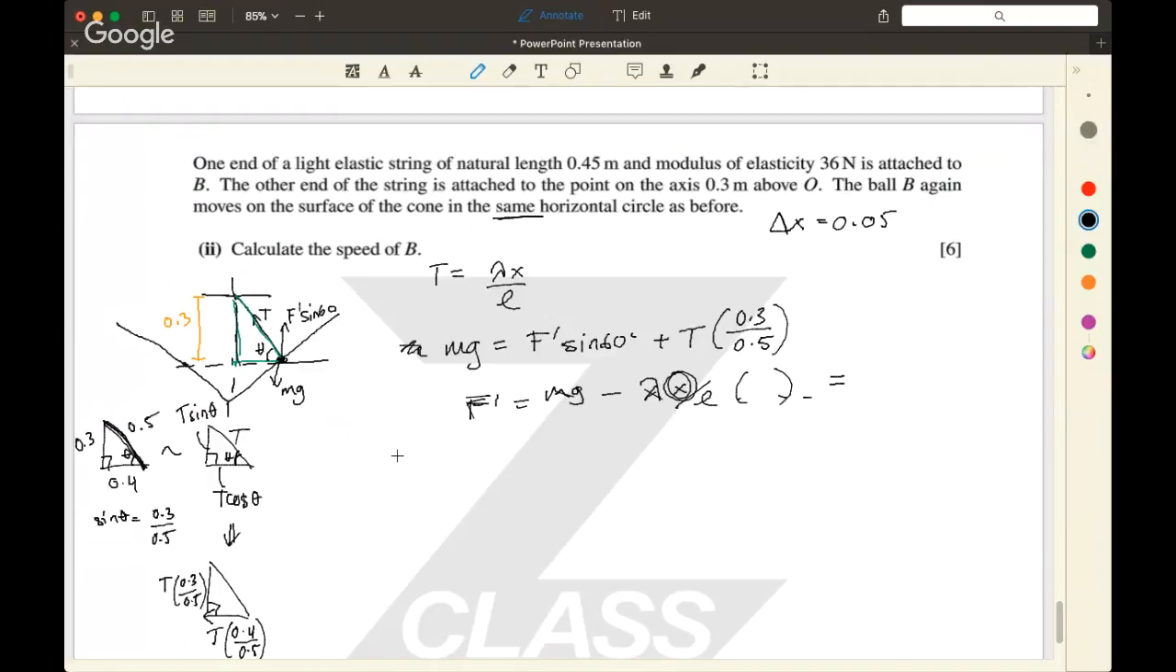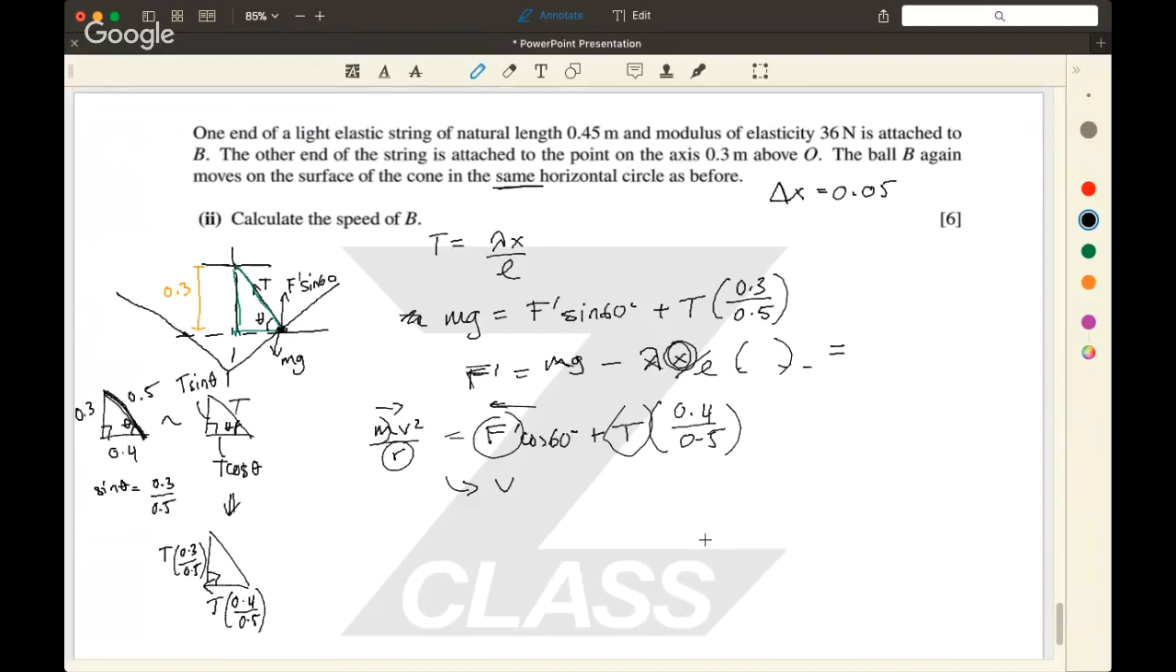Now, in the horizontal direction, we have the centripetal force pushing that way, m v squared over r, and that's balanced by the forces that point that way, which is F prime cosine of 60 degrees plus T times 0.4 over 0.5. So there you have it. You can solve this for v. We know m, we know r, we know F prime, we just got it. We know cosine 60 degrees. We know T because it's just given by this formula, and we know those numbers. And that will give you the full speed of the ball.